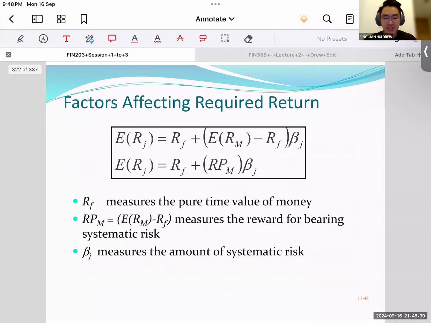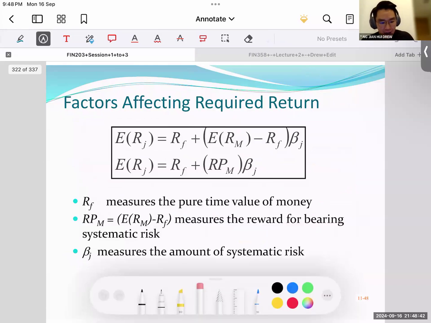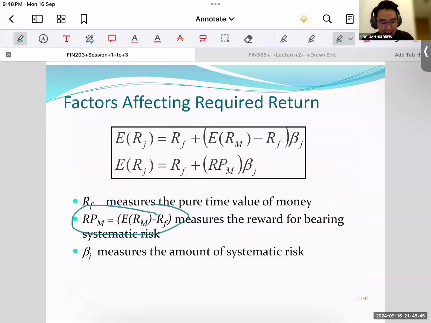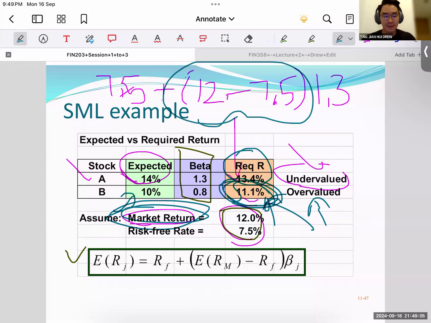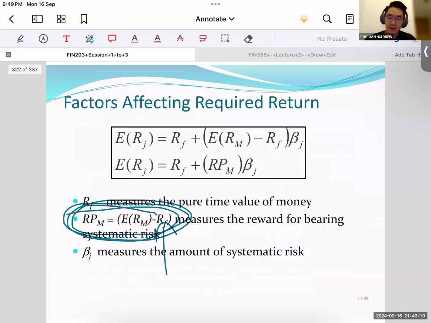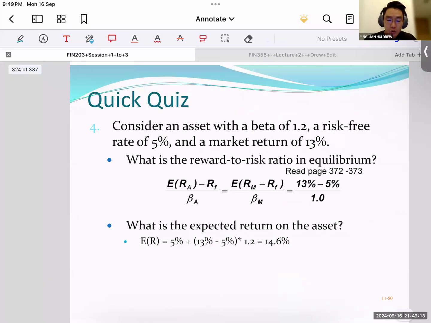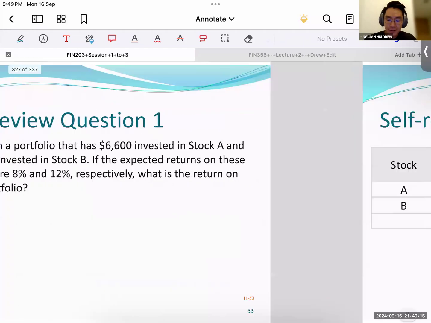Okay, so this is your CAPM model. Last time to highlight to you, market risk premium is different from market risk. So please take note of what the question is giving you, market risk premium or market return. For example, in the last question it is giving you market return, so you need to take 12% minus 7.5% to get the market risk premium.